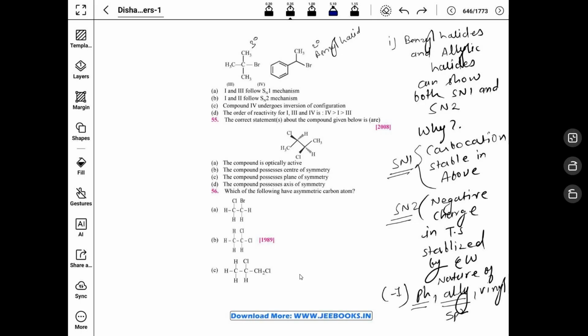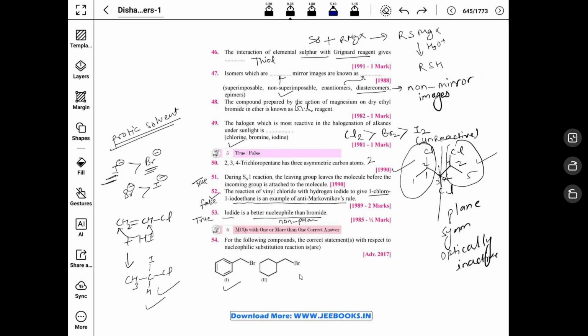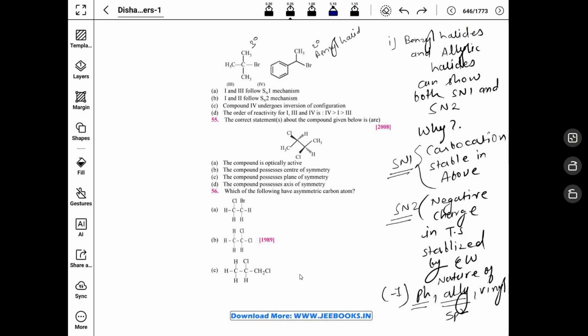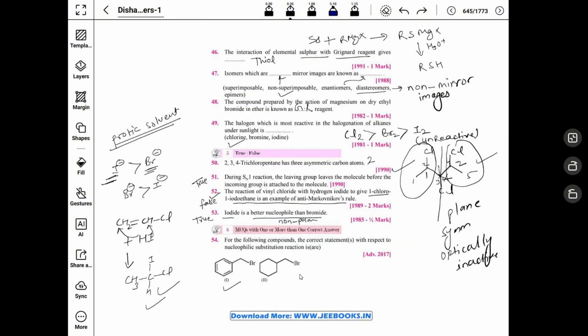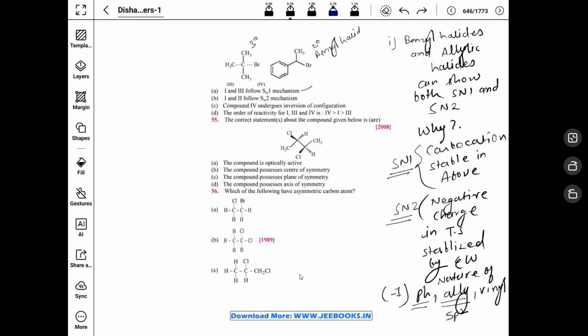Okay, now what is the question? 1 and 3 follow SN1 mechanism. So what is 1? 1 is this one, yes, benzyl halide, and 3 is tertiary halide. Yes, they can show SN1 mechanism. This one is correct. 1 and 2 follow SN2 mechanism. 1 we saw already. 2, what is 2? Okay, so 2 is this one. Yes, this is primary, so this can also show the SN2 mechanism. This is also correct. This looks correct to me. Both are correct.